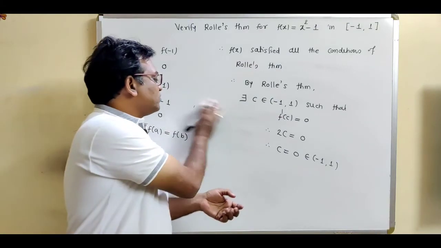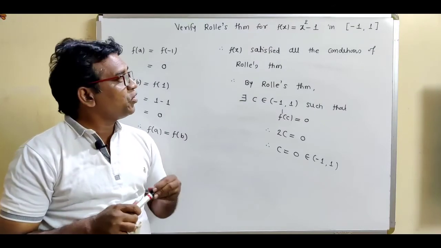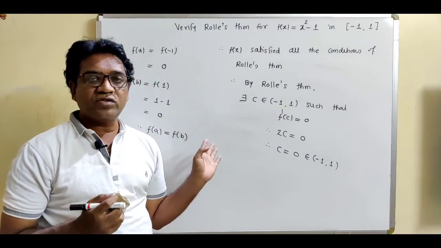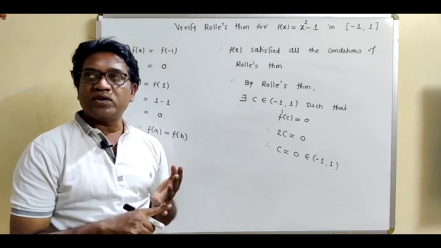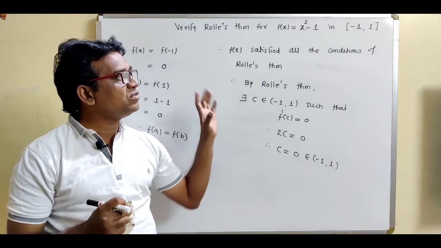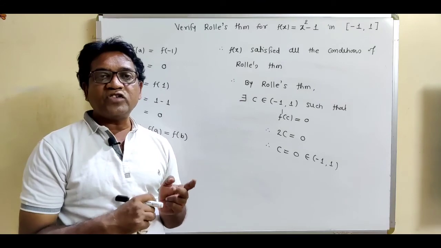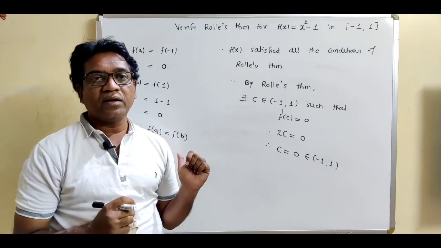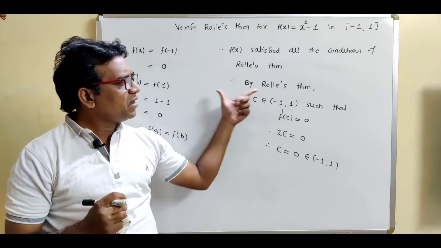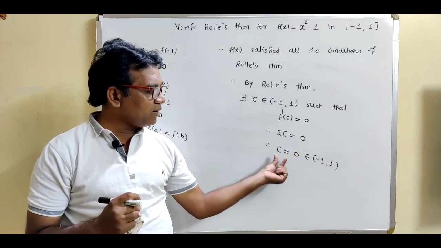So remember the concept of this mean value theorem, which is Rolle's theorem. What is the statement of Rolle's theorem? For Rolle's theorem, we require 3 conditions: continuity in the closed interval, differentiability in the open interval, and the functional values are equal at the end points. Continuity, differentiability, and equality. If f(x) satisfied all the 3 conditions of Rolle's theorem, that means we can apply Rolle's theorem and easily find the value of c.